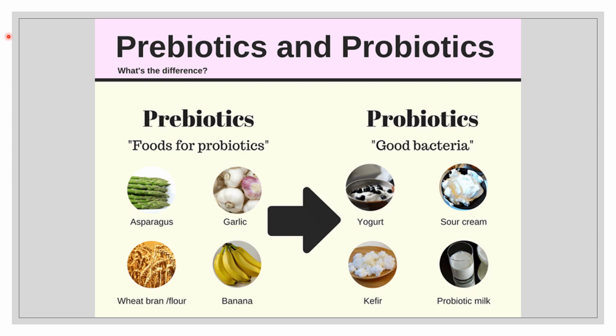So now let's go through what the difference is. You can just remember this particular image. It will help you to remember the difference between prebiotics and probiotics. Prebiotics are food for probiotics, which can be, say, garlic, asparagus, wheat bran flour or banana. And probiotics are good bacteria that we eat, which are present in yogurt, sour cream, probiotic milk, kefir, etc.